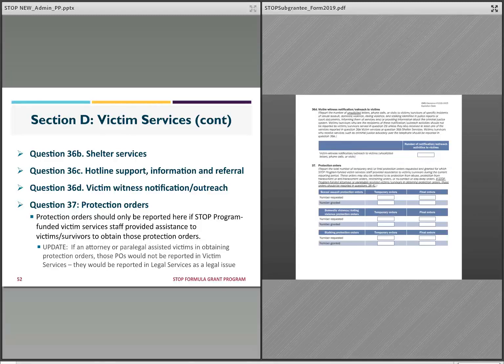In question 36C, victim witness notification and outreach, the subgrantee should report unsolicited letters, phone calls, or visits that were supported with STOP subgrant funding.